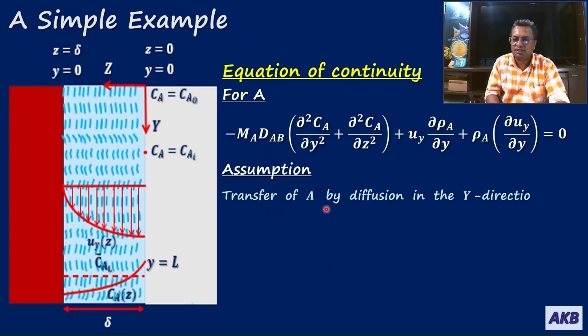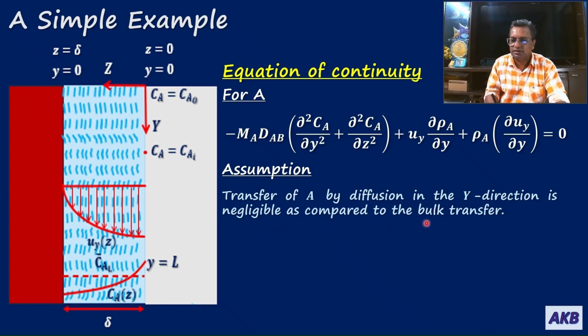The other assumption is transfer of E by diffusion in the y direction. It is negligible as compared to the bulk transfer. So the diffusion term, which is this term ∂²CA/∂y², it will be 0 because in the y direction this is very small as compared to the bulk transfer.